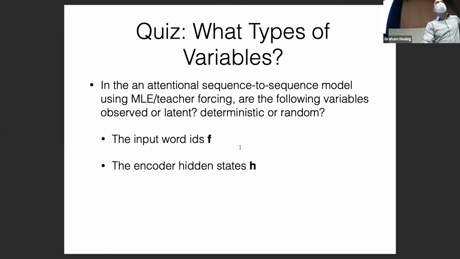What about the encoder hidden states? Latent and deterministic. Yes, this is important. A lot of people might not think of these as deterministic variables. They might think that they're probabilistic or unknown, but we have a single function that calculates them. We never calculate the probability over the hidden states. So they're deterministic variables.